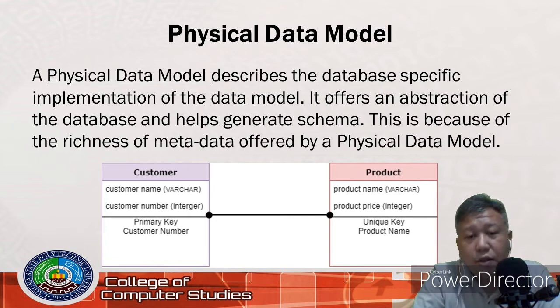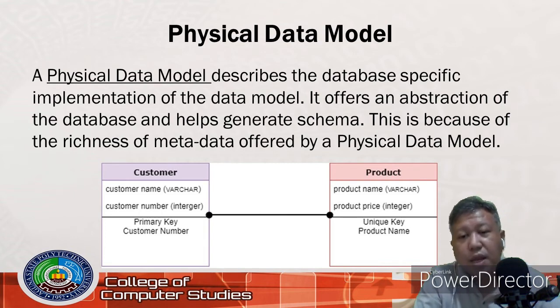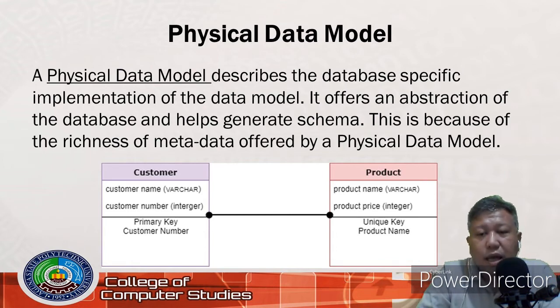So for example dito, instead na string yung nakalagay na data type ng customer name, varchar. Bakit varchar? Specific kasi ito sa MySQL. Ito yung variable character para makapagtipid ng database space. And then, in-identify na rin yung primary key and primary key din ng product. So, yung mga keys na yung foreign key, wala dito.